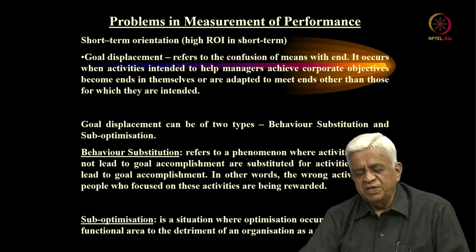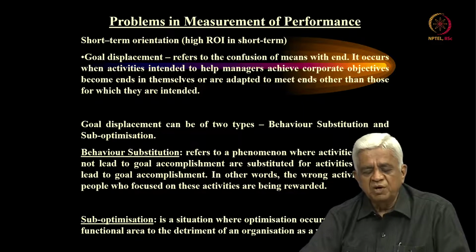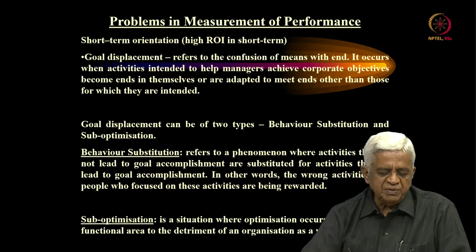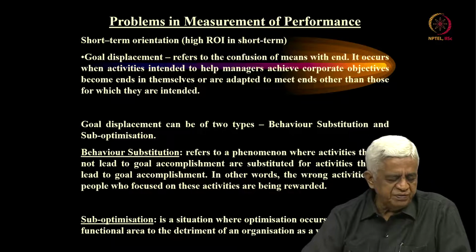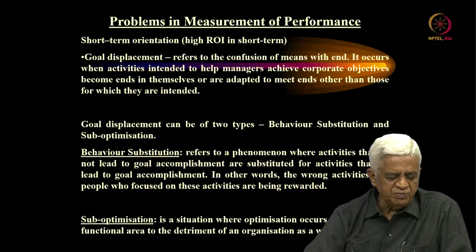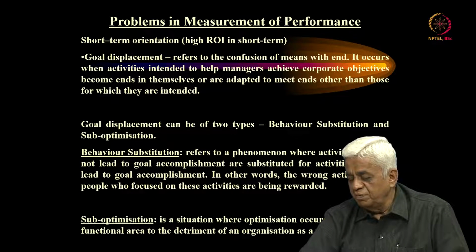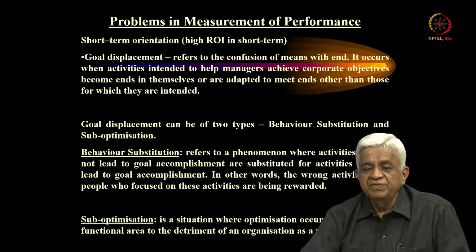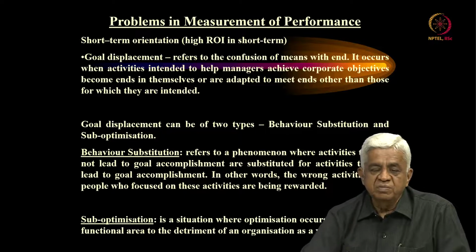So, this goal displacement can be of two types. One is the behavior substitution and sub-optimization. What is this behavior substitution? It refers to a phenomenon where activities that do not lead to goal accomplishment are substituted for activities that lead to goal accomplishment. In other words, the wrong activities, and people who focused on these activities, are being rewarded. Many times this happens in the Indian scenario, you are rewarding the wrong person, saying that he did a great job.